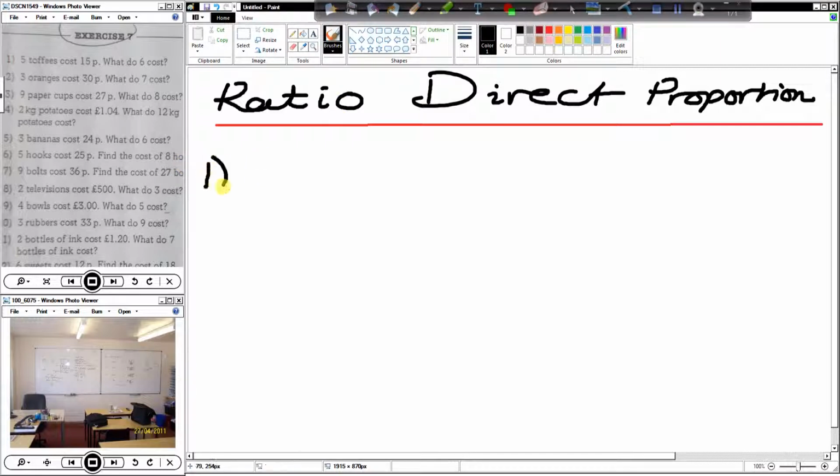Question number 1 says 5 toffees. I'm going to draw a little toffee here. 5 toffees cost 15 pence. That's how the question starts off. I'll leave this one over here, look at it on the projector. Can you see that one there? Can you see it on your sheet in front of you? Okay, lovely. Now I'm going to change the question a little bit.